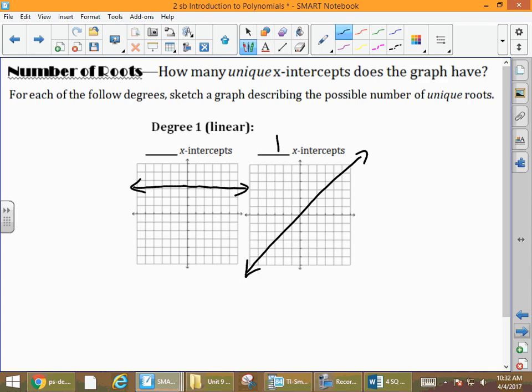How many times does our horizontal line cross the x-axis? Does it cross the x-axis? It doesn't cross it at all. So here on our second graph, we have a line that never crosses the x-axis. Why didn't I draw a vertical line? If I drew a horizontal, why didn't I draw a vertical? It would only cross once. So there's our linear function.